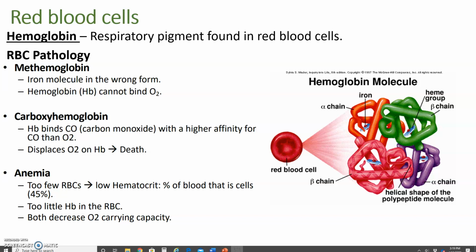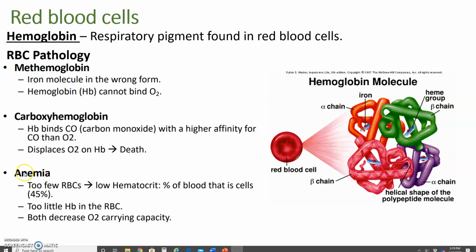Also something known as carboxyhemoglobin. This is what happens when hemoglobin binds carbon monoxide, which it has a very high affinity for, more so than carbon dioxide. So if you're ever exposed to large concentrations of carbon monoxide, then it displaces the oxygen that your hemoglobin would otherwise be binding. And so this is why it's important to have a carbon monoxide tester in your house to prevent carbon monoxide levels from getting too high, or at least allowing you to detect them.